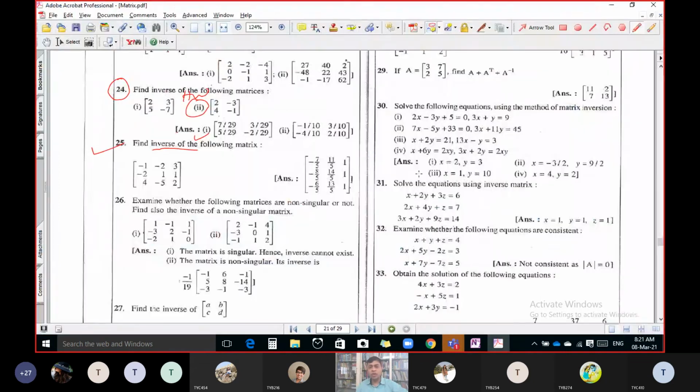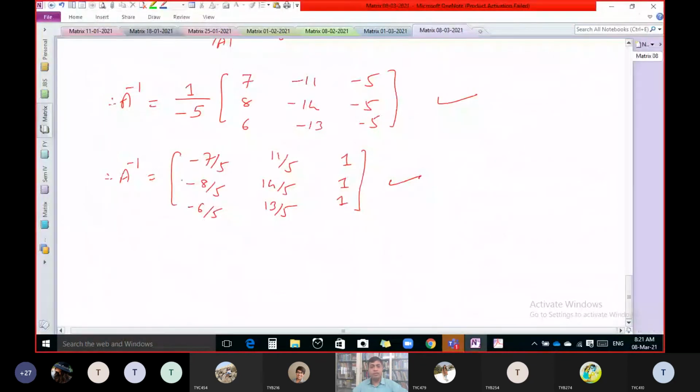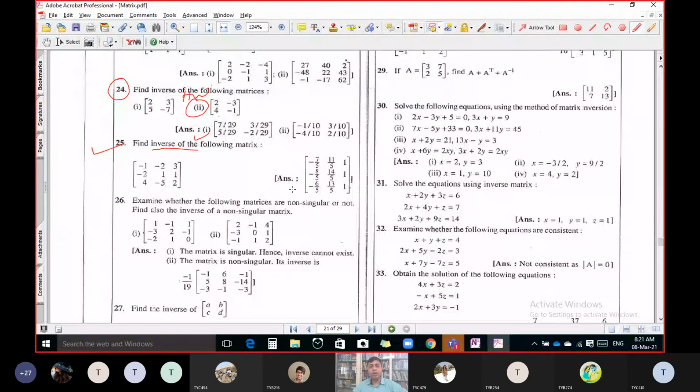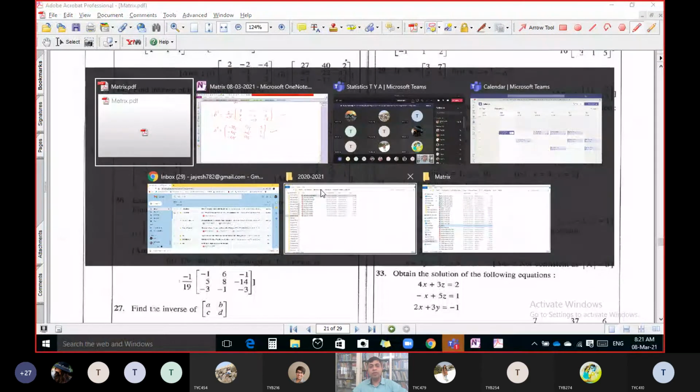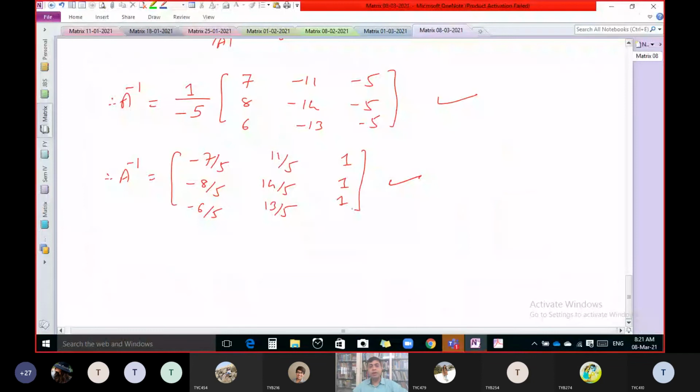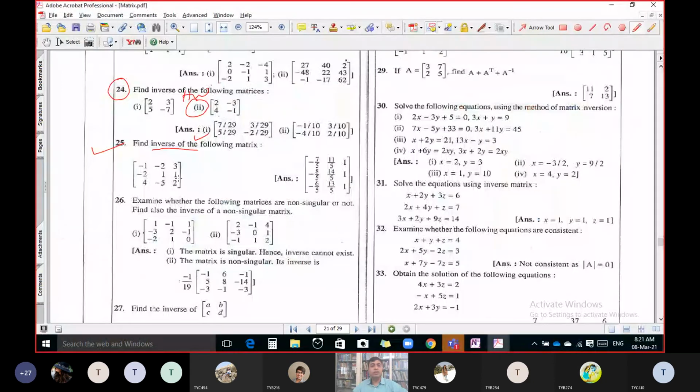Either you can write this as the final answer, or this. Both are the same, you will get full marks. See, minus 7 by 5, 11 by 5, and 1. Minus 8 by 5, 14 by 5, and 1. Minus 6 by 5, 13 by 5, and 1. So this is our final answer.